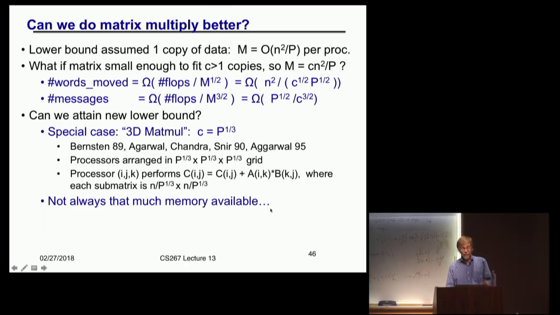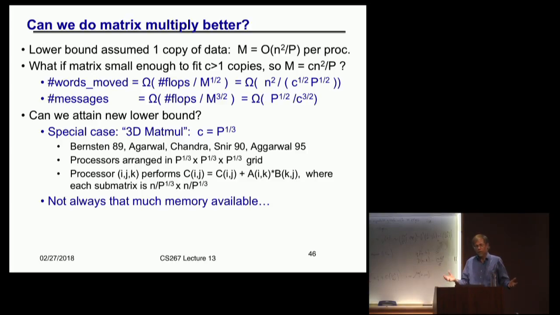So I claim that we can actually do better than all of these algorithms. And why is that? What we noticed was that we had this implicit assumption that we used as little memory as possible, right? That we had exactly one copy of the data. What else would you do? But it turns out that all of our lower bounds, which have an M in the denominator, are still true if you make M bigger. So potentially you can communicate less if you use more memory.